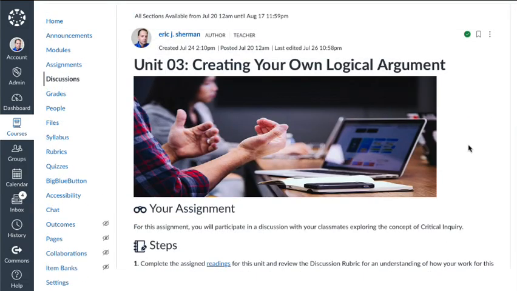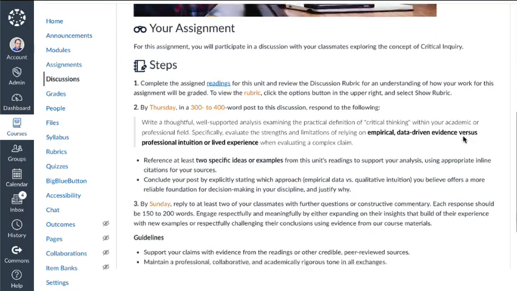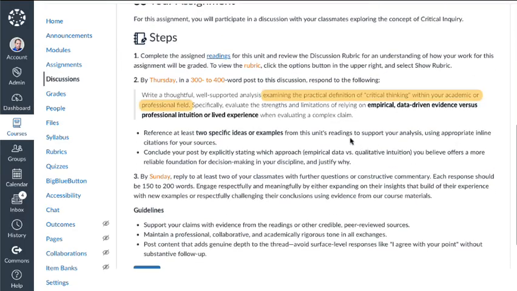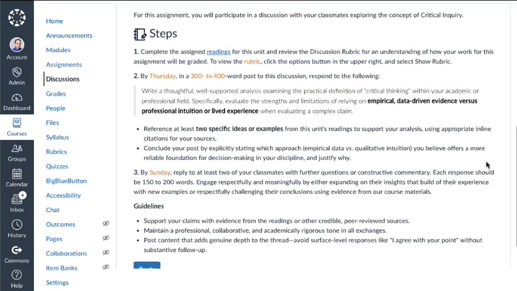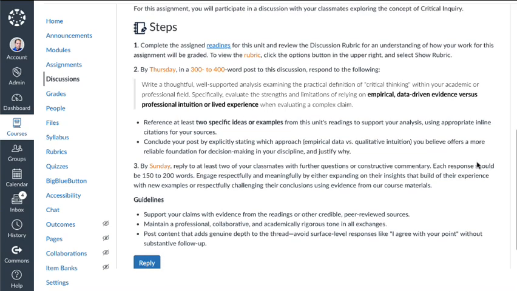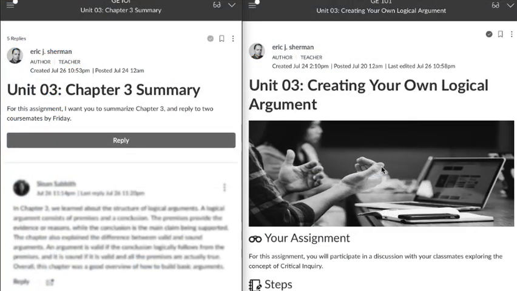Now look at a prompt designed to drive actual conversation. Instead of asking for a summary of critical thinking theory, it asks students to define what critical thinking means in their specific professional or academic field. Because every student brings a different background, every initial post is unique, giving classmates something genuinely interesting to read and respond to. Side by side, notice the difference in what these prompts set up.